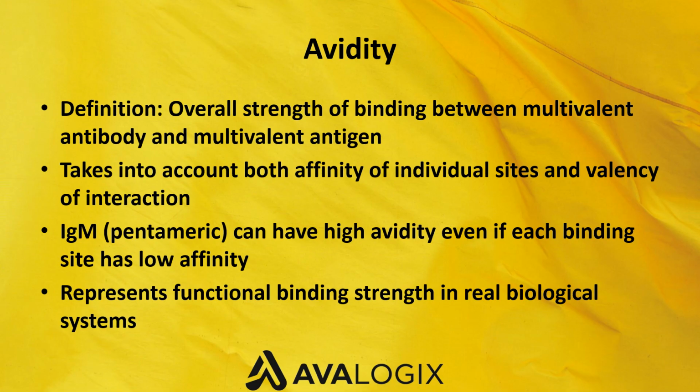Avidity is not only about the number of binding sites, though. It also depends on the valency of the antigen, how many epitopes are available for engagement. A multivalent antigen, like a bacterial surface with repeated epitopes, allows for high-avidity interactions. By contrast, if an antigen is monovalent, even a pentameric antibody cannot achieve strong avidity because there are not enough epitopes to engage. In practical terms, avidity is often a better reflection of biological reality than affinity. While affinity can be precisely measured for a single interaction, avidity describes how antibodies perform under physiological conditions.